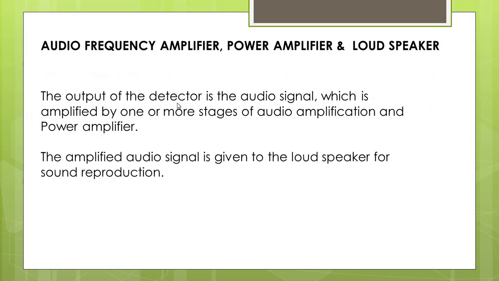Then we have an audio frequency amplifier. The output of the detector is given to the audio frequency amplifier and a power amplifier. Both of these sets of amplifiers amplify the weak signal, which is the output of the detector, and it is applied to a loudspeaker. This loudspeaker is a transducer. It is an output transducer which converts the signal in electrical form into a sound signal.